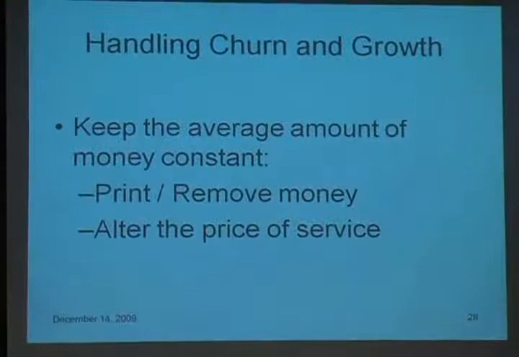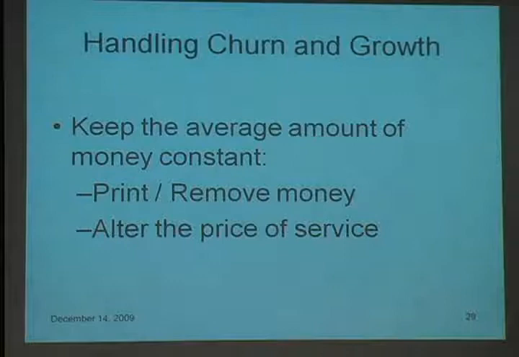Right, so this talks about a system that's growing. What policies should I be adopting with new users to adjust the system as it grows? What these results say is that the thing to be doing is to find an average amount of money that works well, and then keep yourself pegged at that average. So you want to be printing and removing money over time as churn alters your amount of money, or equivalently, you can alter the fixed price over time.